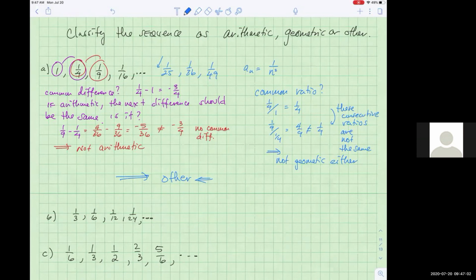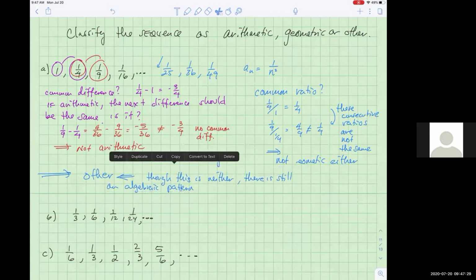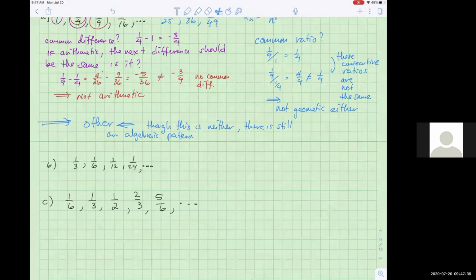So though this is neither, there is still an algebraic pattern. And you might be asked to find those kind of things. So, anyhow, let's move on to the next example.